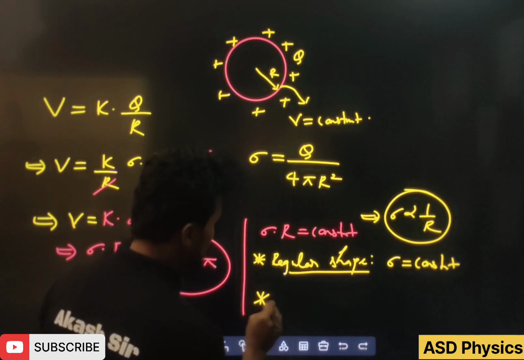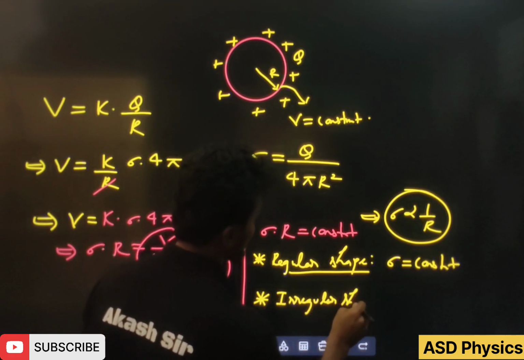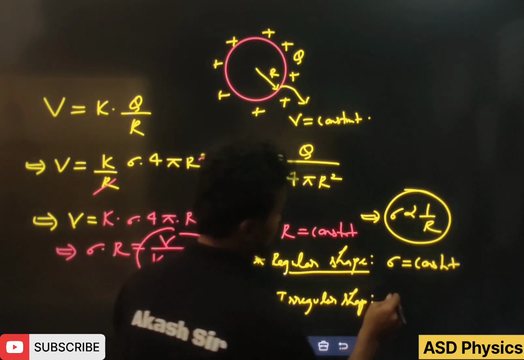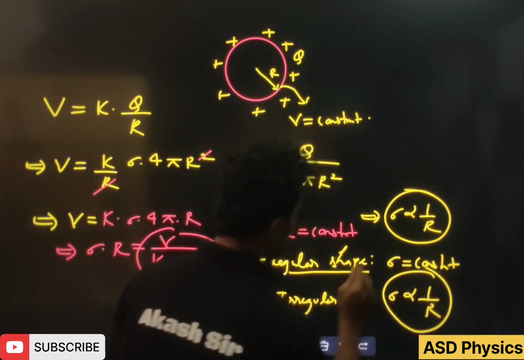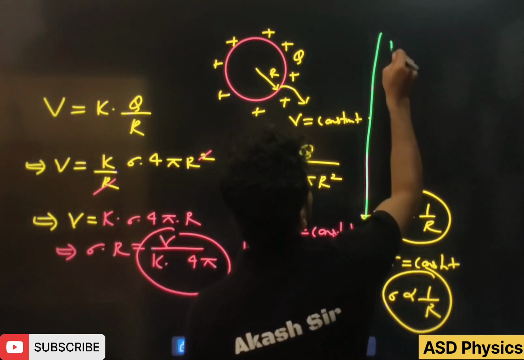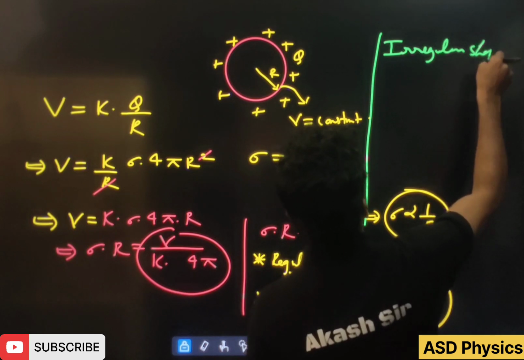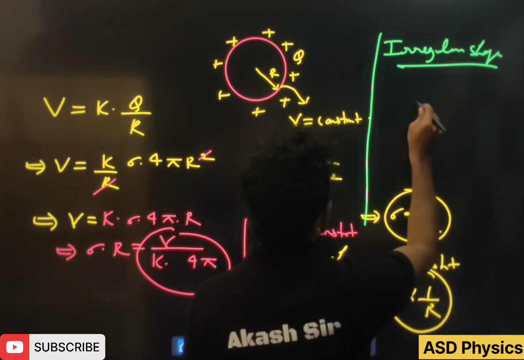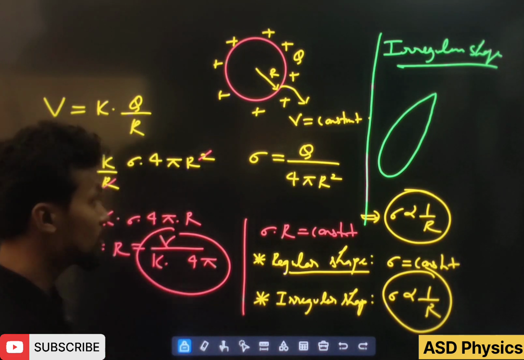But if an irregular shape conductor is there, then sigma is inversely proportional to R is valid. What is the meaning of this, students? Here I am going to draw the irregular shape. Let's take for example, it is given like this. So conductor, regular, irregular.